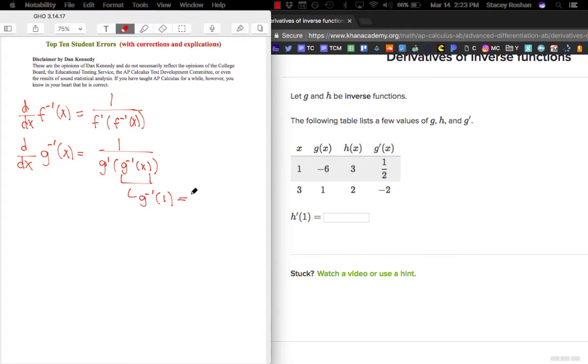G inverse of 1 is the same thing as h of 1. H of 1 in this case is 3. So I get 1 over g prime of 3. And then g prime of 3 is negative 2. So I have negative 1/2.